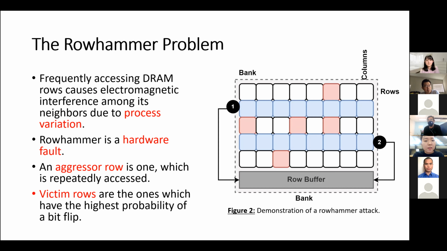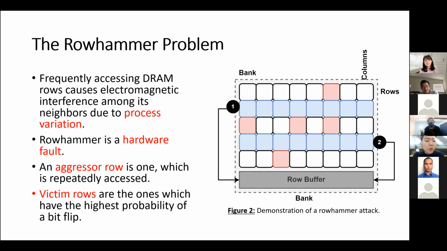It's a hardware fault. The row that is repeatedly activated is called an aggressor row. It's represented by blue in figure 2. In the same figure, the red blocks represent a bit flip in a column. These rows with potential bit flips are called victim rows.